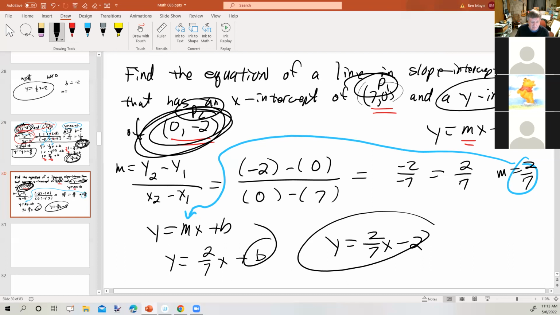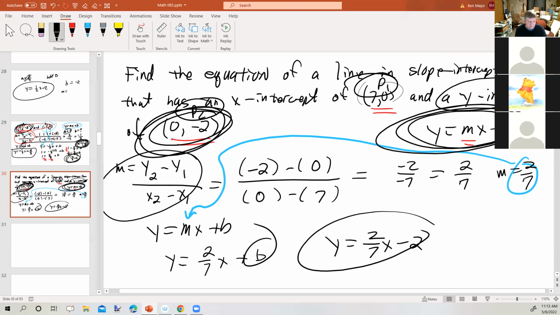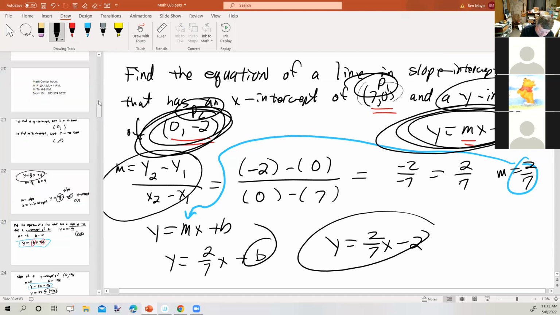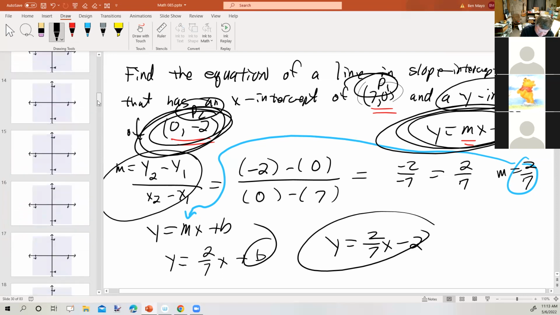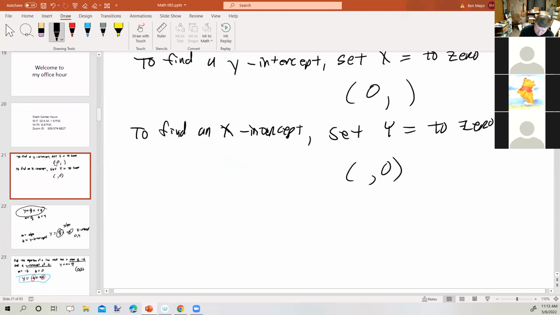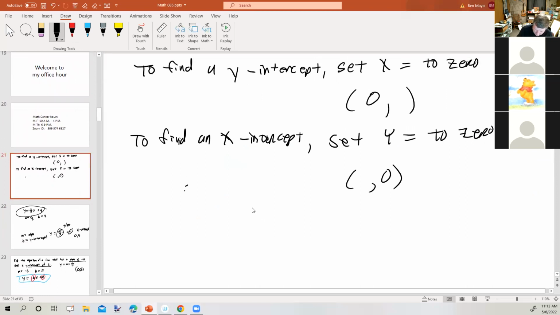Well, that's all I've got for you today. So again, you're going to be using the slope formula, this thing. You're going to be using the slope-intercept form of an equation of a line. You've got the idea of an x-intercept and a y-intercept, which goes way back. Right here. To find a y-intercept, set x equal to 0. To find an x-intercept, set y equal to 0.